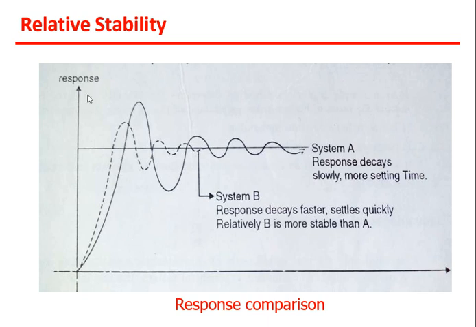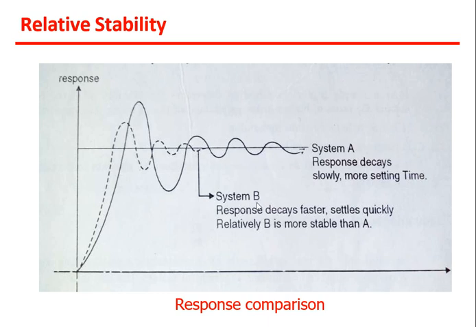Here, this is the y axis denoting the response or output, and this is the x axis denoting the time. Now if you carefully see this, the dotted line shows the system B response, and the continuous response that you are watching is the system A response. After comparison of these two responses, we can say that system A response decays slowly. In other words, its settling time is more and it takes more time to settle to the desired output.